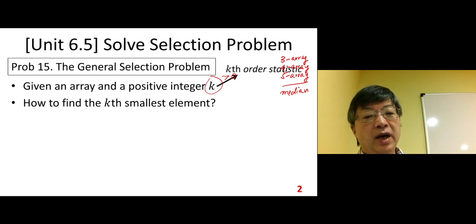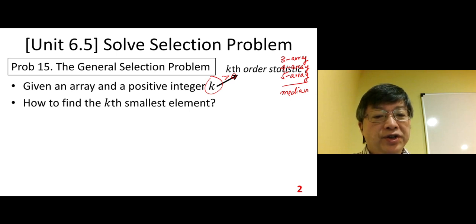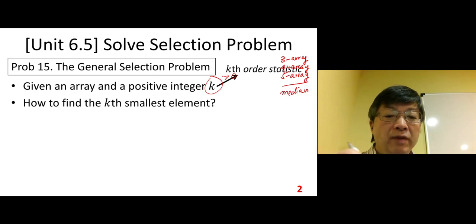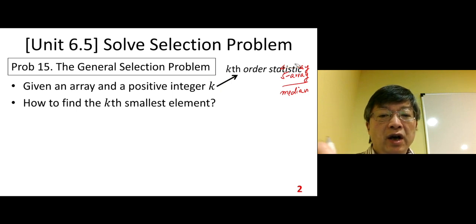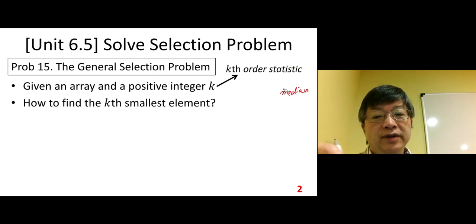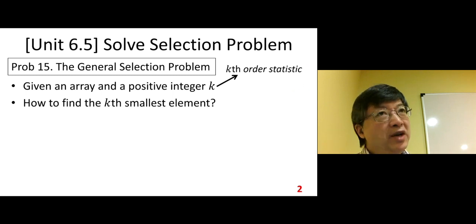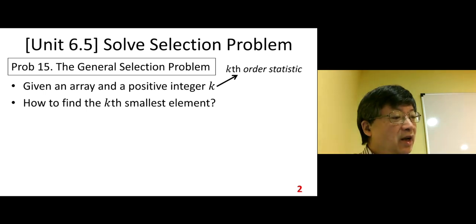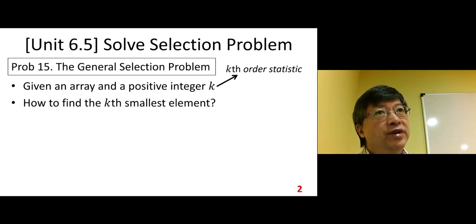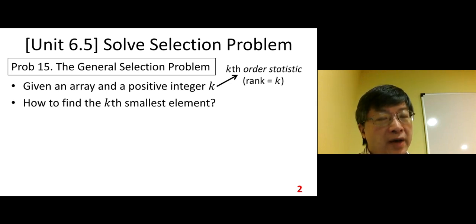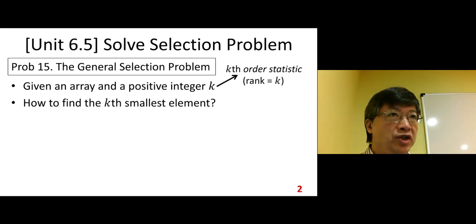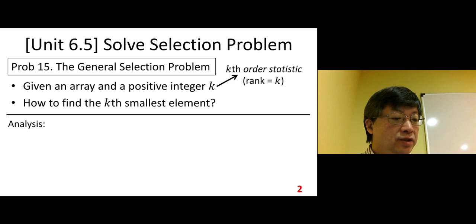That's the problem statement. Here we have a name for this kth smallest element. We call it the kth order statistic. Sometimes we can also refer to this element as having rank k. So in our discussion, we may need to use these terminologies. All right, next, let's do analysis.